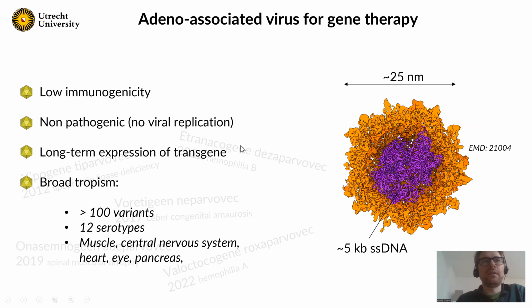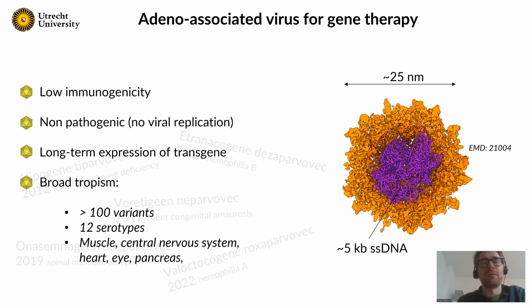Well, AAVs have several advantages. They have a very low immunogenicity. They are non-pathogenic, so they cannot replicate themselves. They need additional viruses in order to replicate, such as the adenovirus. And they have a long-term expression of their transgene, and they have a very broad tropism. So AAVs can, in principle, target many different tissues.